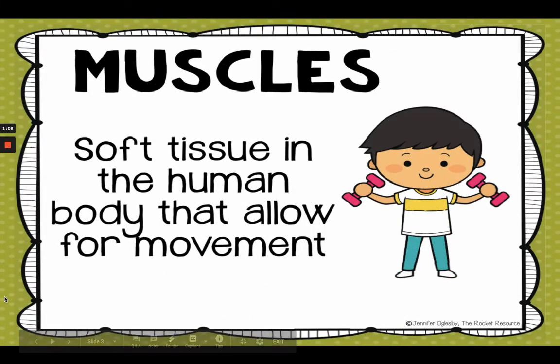Alright, now let's talk about what our muscles specifically are. So our muscles are soft tissue in the human body that allow for movement. Okay, so any kind of movement we do is from our muscles. And I also want you to copy this definition right under where you put muscular system.